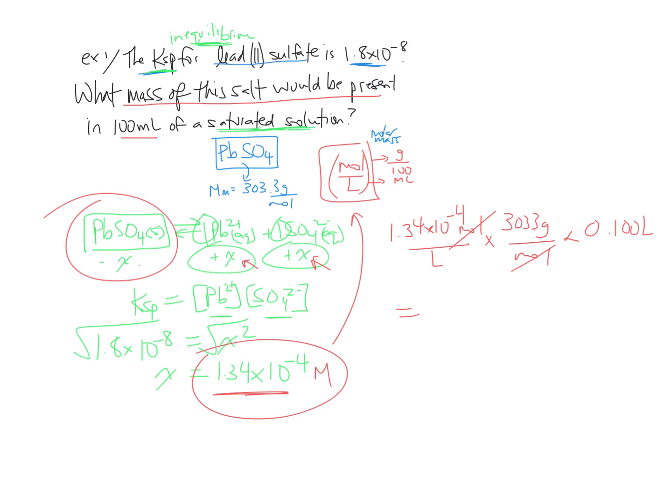0.1 of a liter is 100 milliliters. I'm having trouble with my decimal place here. There we go. Okay, so if we do that all in one shot, you're going to get 1.34 times 10 to the minus 4 times 303.3 times 0.1. It's going to give you 4.1 times 10 to the minus 3 grams. And that's how many grams, since liters are gone, that would be in 100 milliliters.